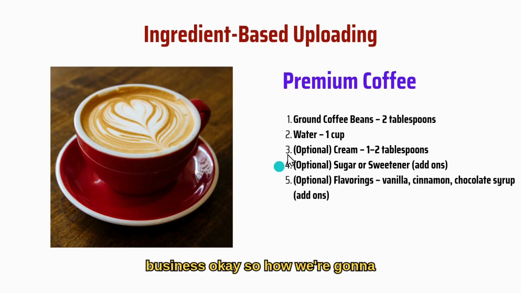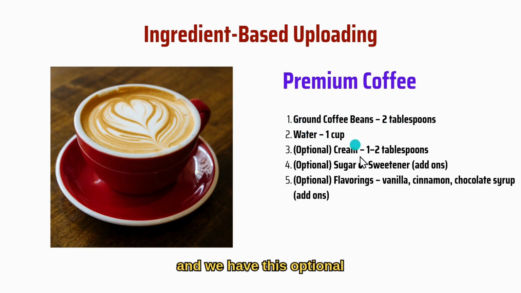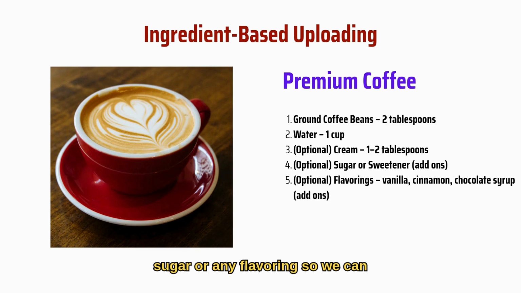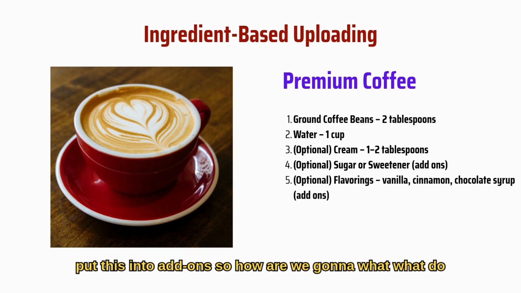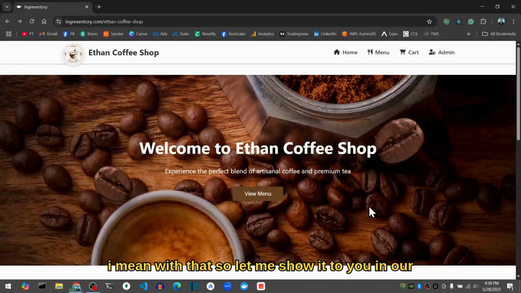So how are we going to input this one? As you can see, this is very, very simple. We have ground coffee beans, we have water, and we have these optional ingredients here. Since these are optional, we can put them into add-ons for your coffee product, as an option for the customer if he or she wants a cream, a sugar, or any flavoring. So what do I mean by that? Let me show it to you in our Ingreventory.